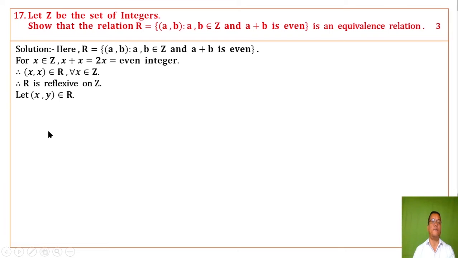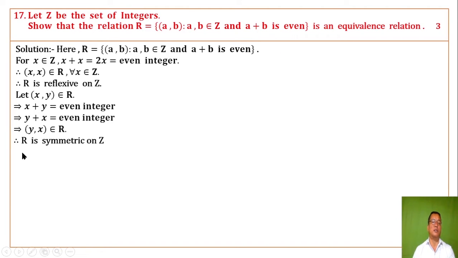Next, let ordered pair (x, y) belong to R. That gives x plus y is an even integer. This implies y plus x is again an even integer. Then ordered pair (y, x) belongs to R. Therefore, R is symmetric on Z.